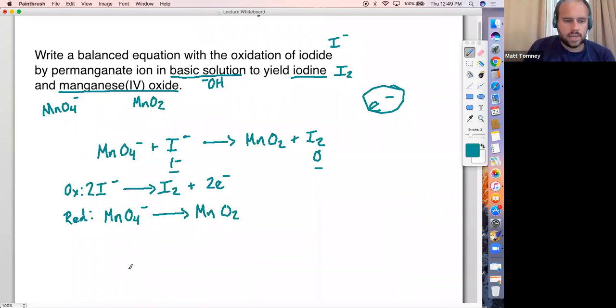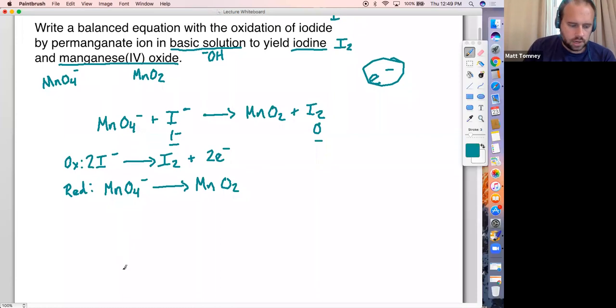All right, so now we need to head to the reduction portion. The reduction portion is going to be a little bit more involved because there's an oxygen. So the first thing we do for oxygen is we balance with water.